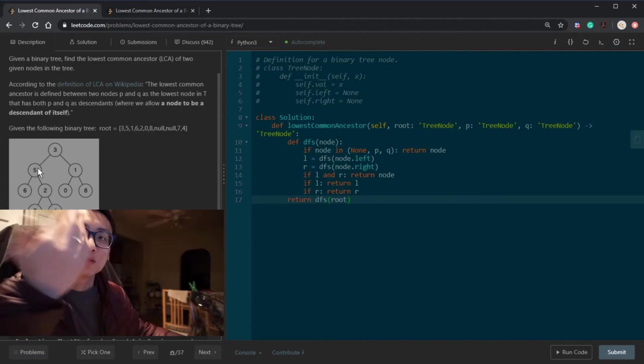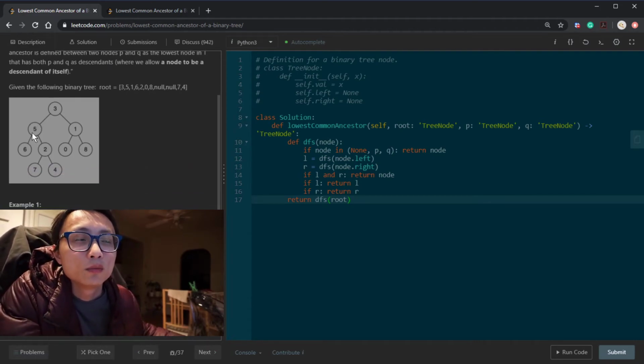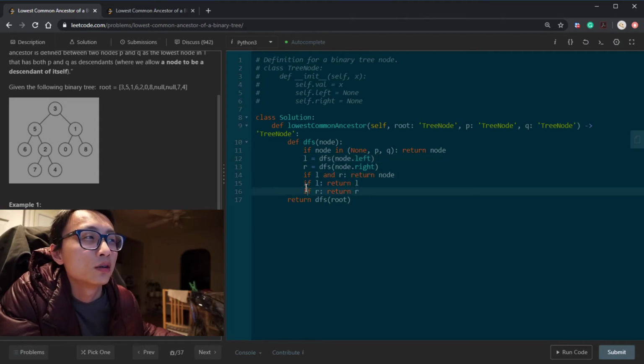Let's say one more concrete example. Let's say P is 5, Q is 4, and we reached this node 5 here. The left branch is telling me nothing, it's null, so L is none, and right returns node 4. But I have to return myself. If you're just looking at this code here, if right, I should return right. That doesn't seem right, but when you see the first line here, it's actually handling that.